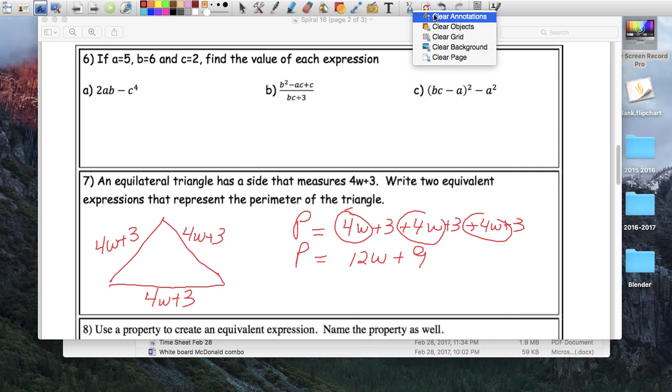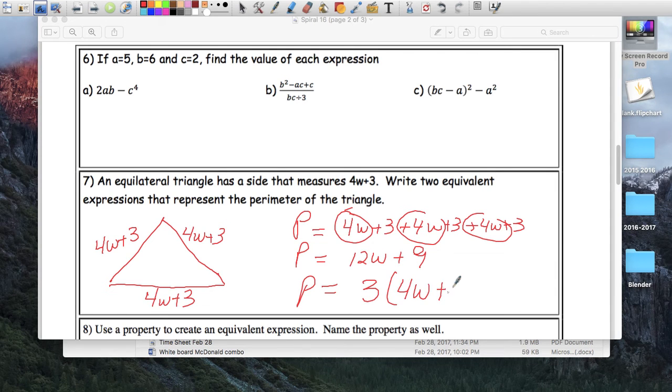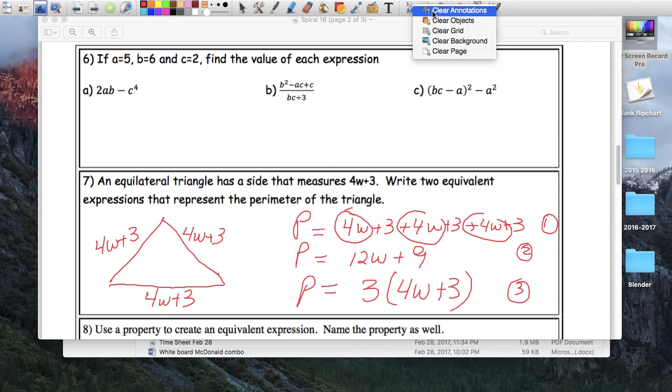Oh, and I'm pretty sure, just in case some of you might say that you could have also done, since you realize all 3 sides were the same, you said 3 times 4W plus 3, right? And if you did that, that would be considered a different expression. And if you did the distributive property, you end up with 12W, and 3 times 3 in here would be 9. So 1, 2, 3 different expressions to represent the perimeter of that triangle.